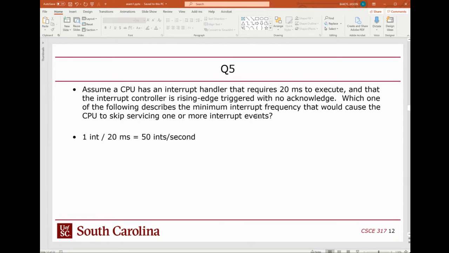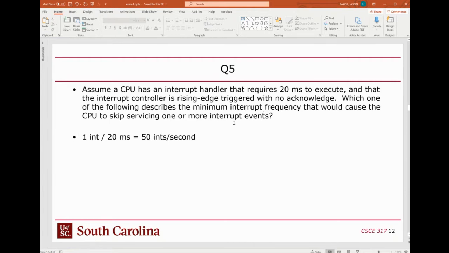It doesn't really matter if it's rising edge triggered. If you can issue 50 interrupts per second, regardless of how you actually tell the CPU that an interrupt is occurring, if you issue more than 50 interrupts per second, then the CPU is going to miss interrupts because it's going to take longer to process the interrupt than the timing between interrupts.